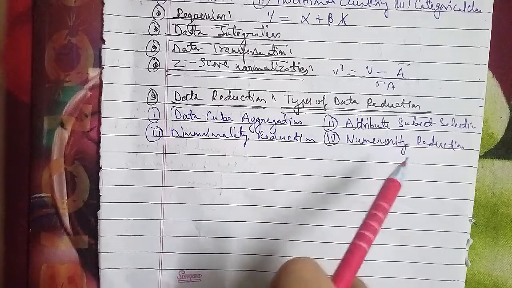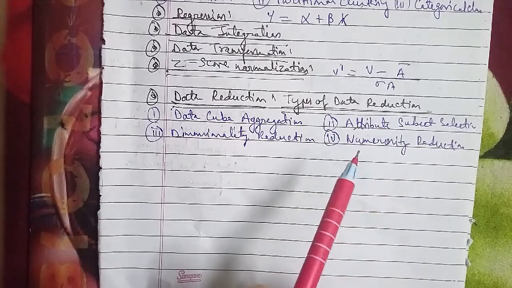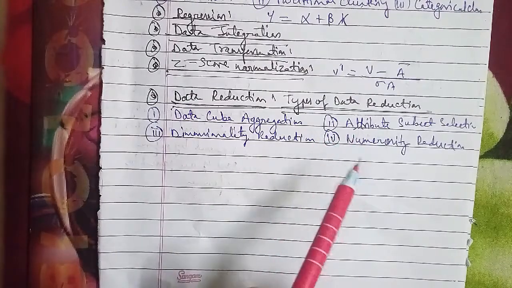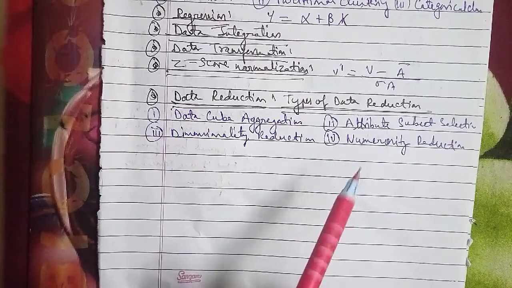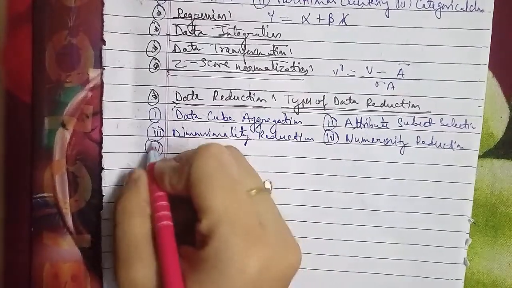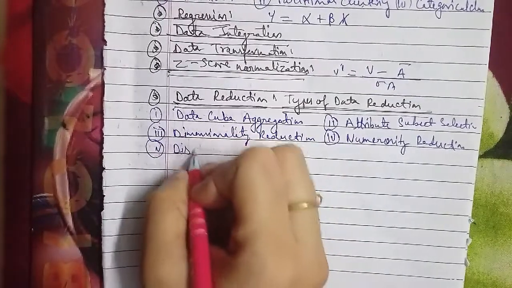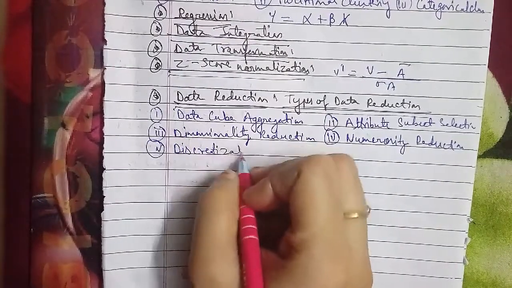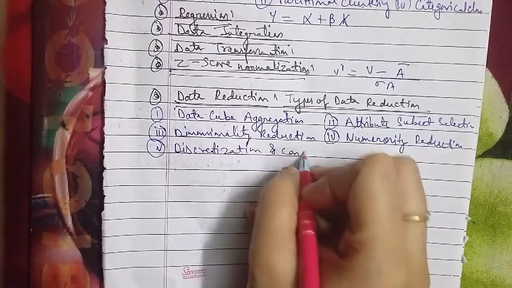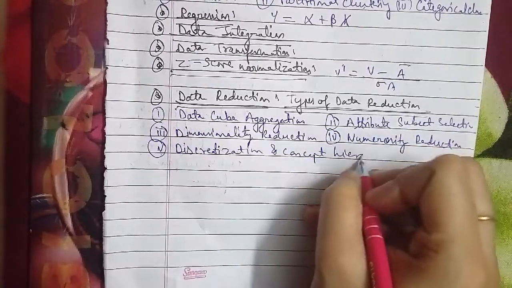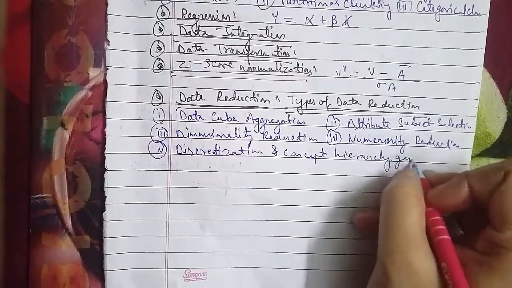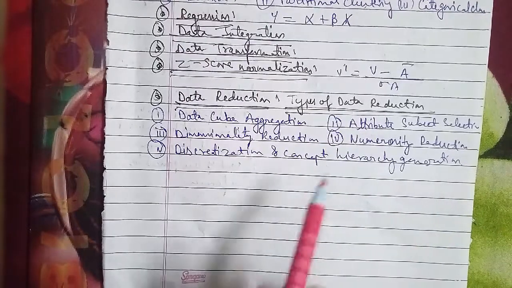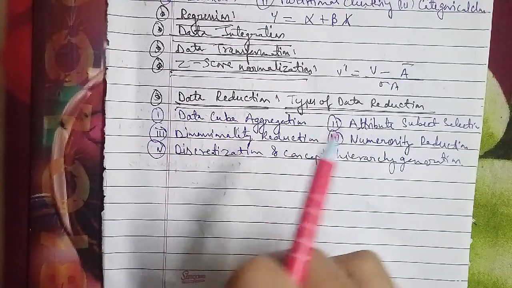Talking about the fifth one, which is discretization and concept hierarchy generation. In this method, the raw data values for the attribute are replaced by ranges or a higher conceptual level, which allows mining of data at multiple levels of abstraction. I'll talk about the other ones in detail, as they come under it. But first, what do you mean by data cube aggregation?